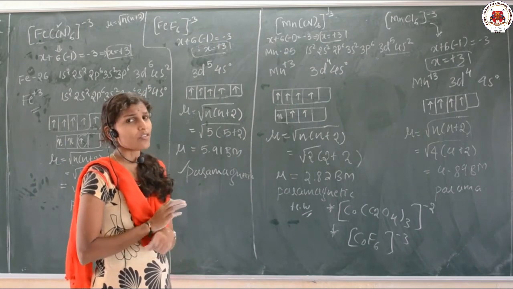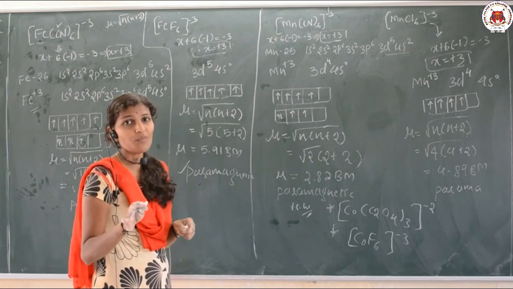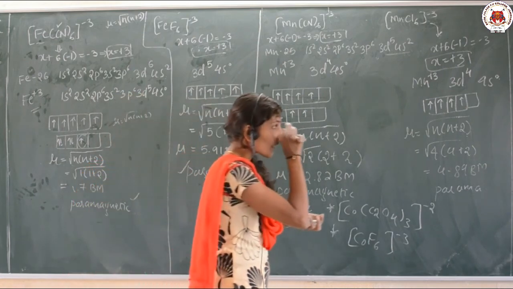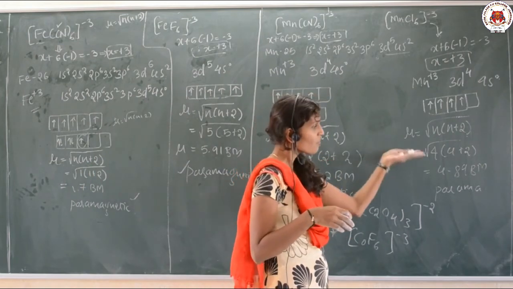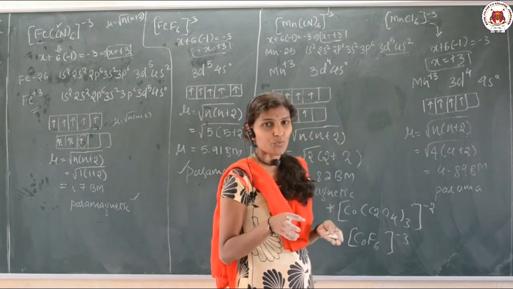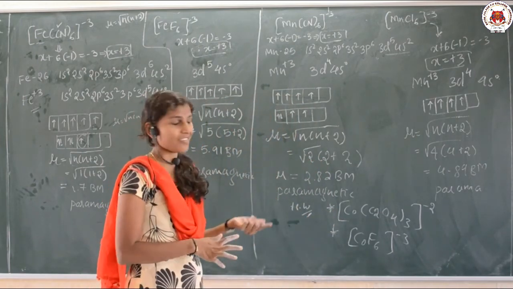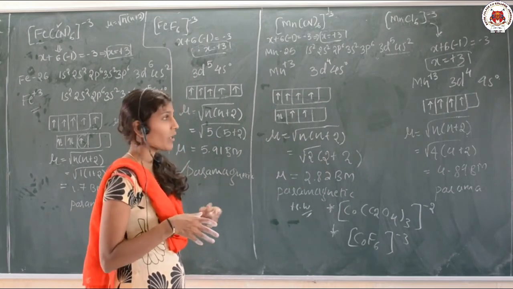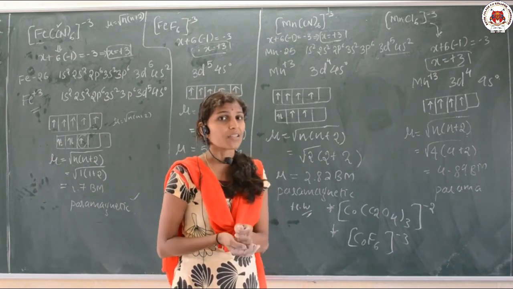If there is no unpaired electron, its mu value will be 0 and it acts as diamagnetic. And if it is a weak ligand, do not go for pairing, you will get many unpaired electrons. So, you can calculate its mu value. And these are the 2 homeworks which I am giving you. If you understood the concept, then you can solve these 2. If you are not getting them, you can contact me. Or just watch the video one more time, so you will get clarity.